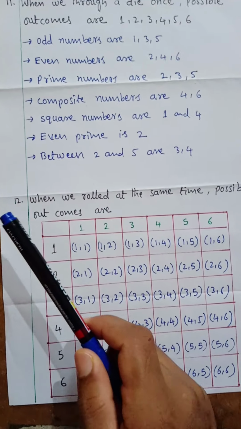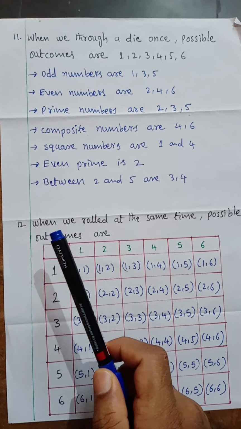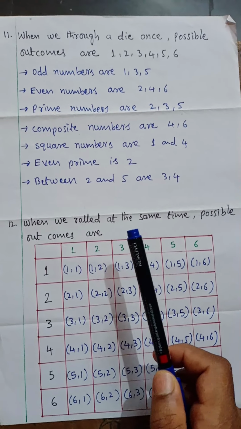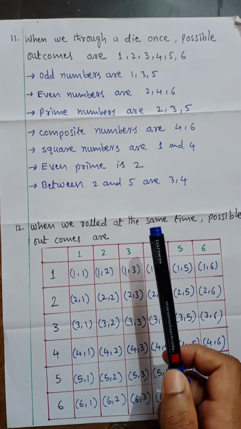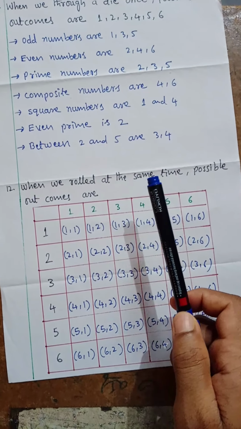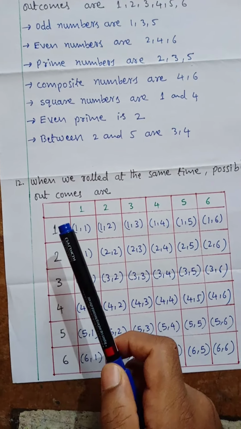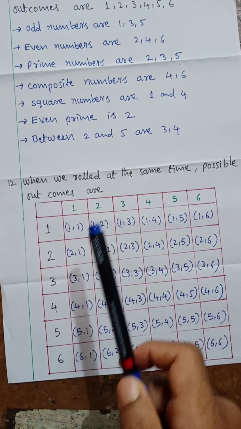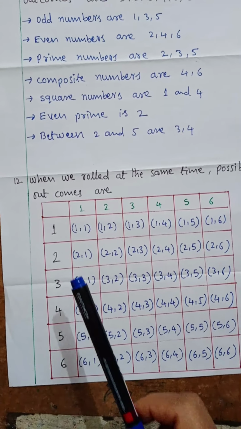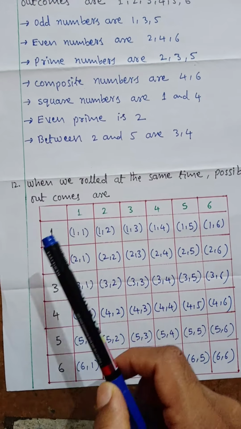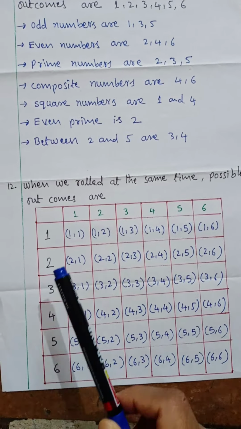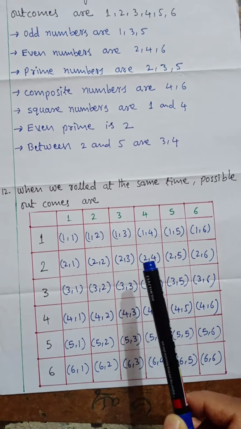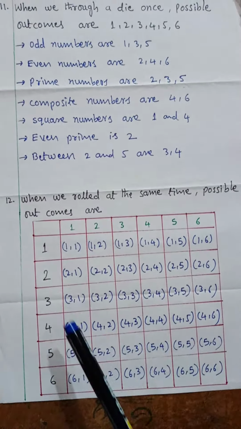Next, 12th one, see. When we roll two dice at the same time, possible outcomes are, here we have to roll two dice. Two dice means, see, these are the possible outcomes. Here we have to take 1, 2, 3, 4, 5, 6, here 1, 2, 3, 4, 5, 6. Here 1 comma 1, 1 comma 2, 1 comma 3, 1 comma 4, 1 comma 5, 1 comma 6, again 2 comma 1, 2 comma 2, 2 comma 3, 2 comma 4, 2 comma 5, 2 comma 6, and so on.